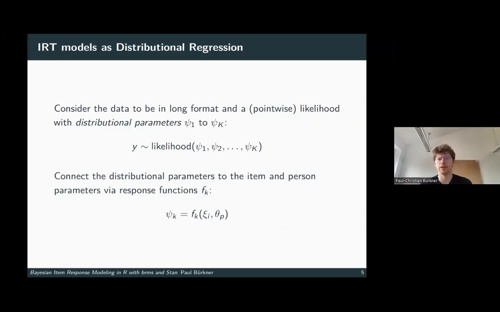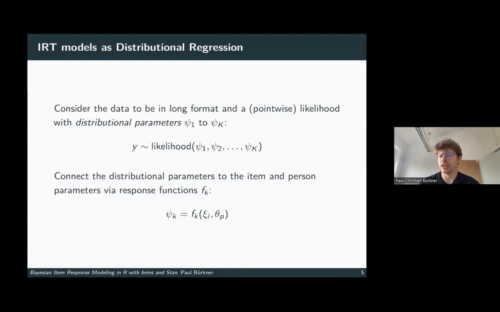So we're thinking of the responses to be in long format, and then we consider the pointwise, that is per response, likelihood in terms of distributional parameters psi_1 to psi_K. What I mean by that: consider we had a normal likelihood. We just assume our responses would be normal. Then we would have two distributional parameters, mean and standard deviation, or mean and variance, depending on how we parameterize it.